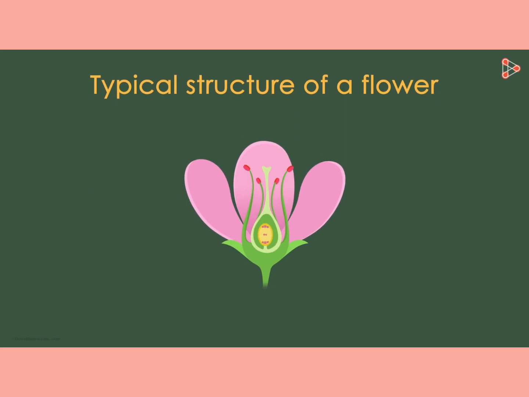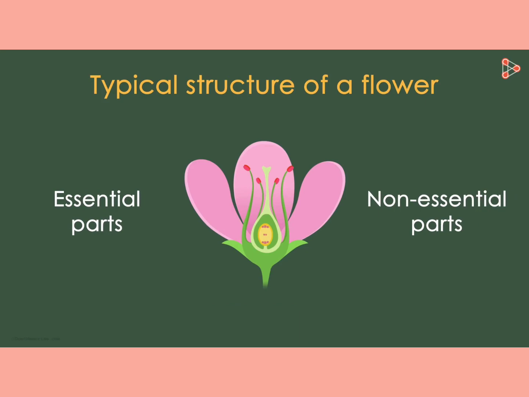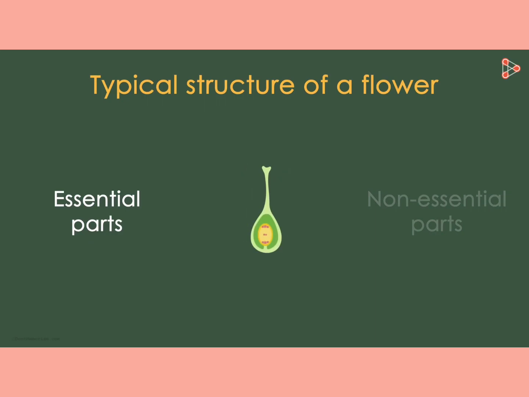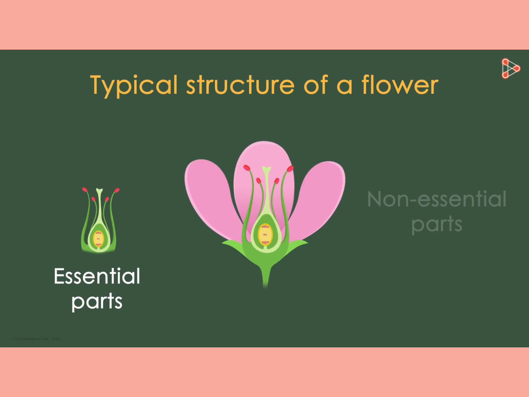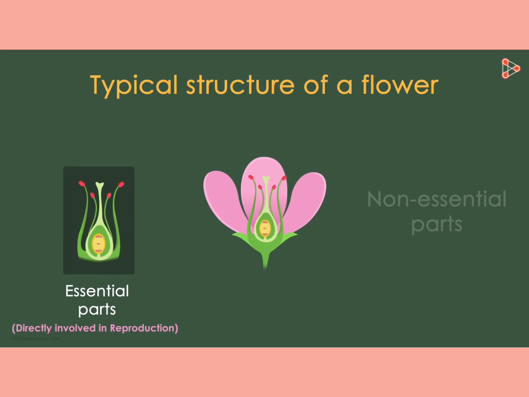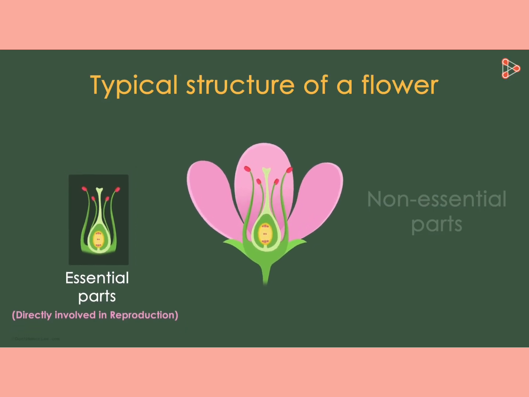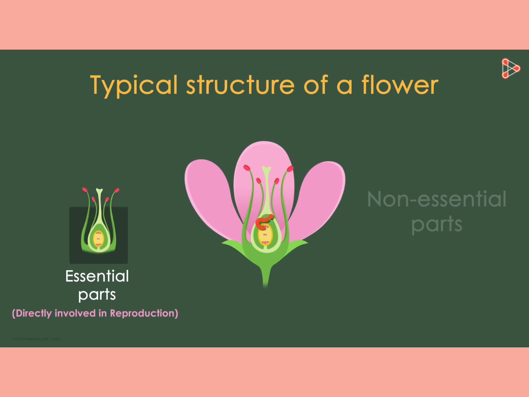Typical structure of flower consists of four whorls. Two types of components are there: essential and non-essential. Essential includes stamen and pistil, which are directly involved in reproduction. Stamen are the male reproductive parts of the flower, while pistil is the female reproductive part of the flower. Non-essential parts include sepals and petals, which are not directly involved in the reproduction.